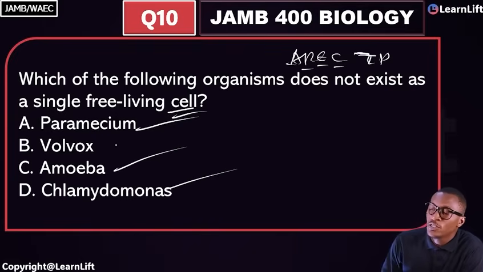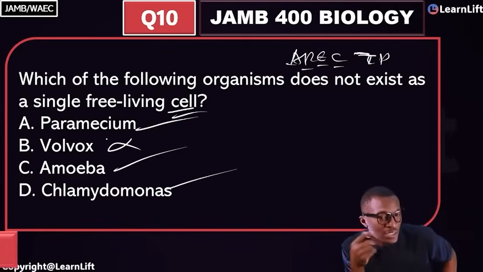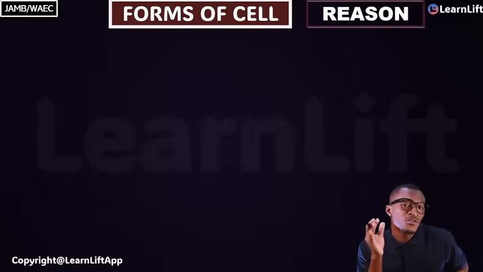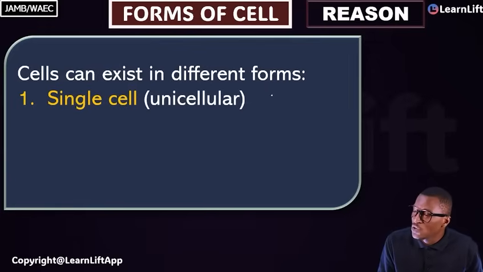Volvox, of course, is not a single cell. Volvox is a what? A colony. So that makes Volvox the answer. Look at it, I told you the forms of cell. Number one, we said cell can exist as a what? Single cell. That's unicellular. What's my acronym? APECTIPI.